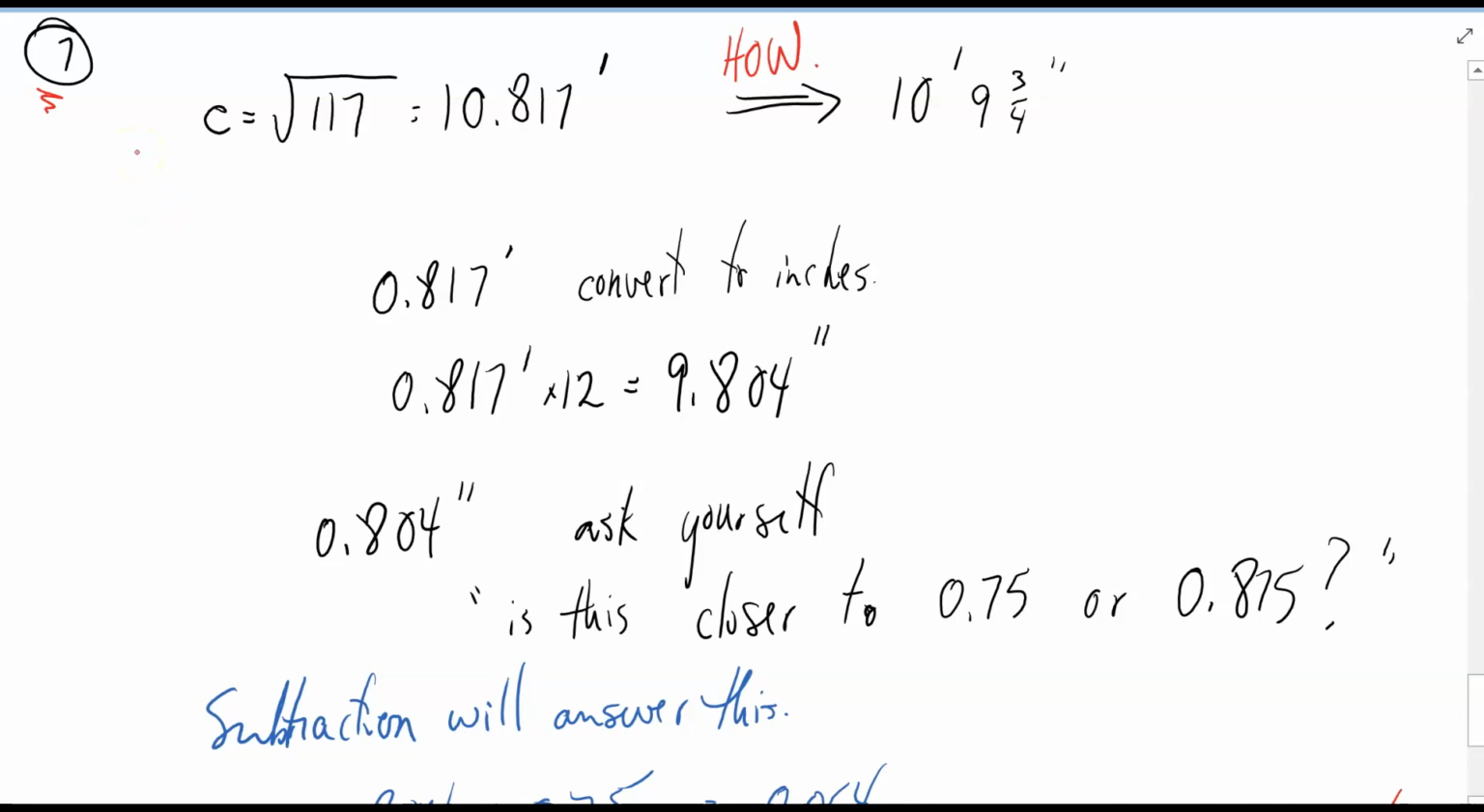All right, so let's see. When I calculate the hypotenuse of this triangle that is 6 feet on one shorter side, 9 feet on the other shorter side, we get that the hypotenuse is the square root of 117, which is equal to 10.817 feet. So we know this is somewhere between 10 and 11 feet.